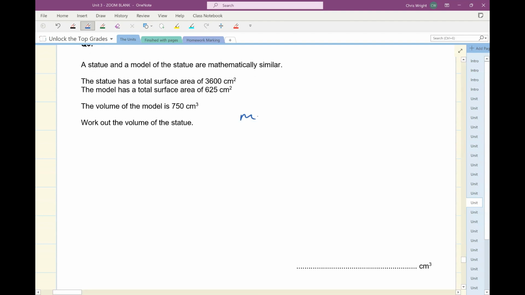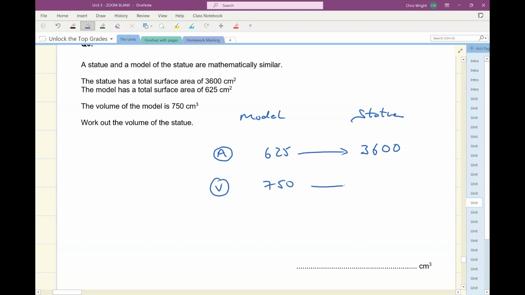So model and statue. Right, the statue has a total surface area of 3,600. The model has a total surface area of 625. Oh, I can work out that scale factor in a minute. The volume of the model is 750. Work out the volume of the statue.